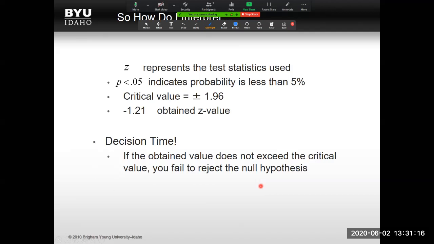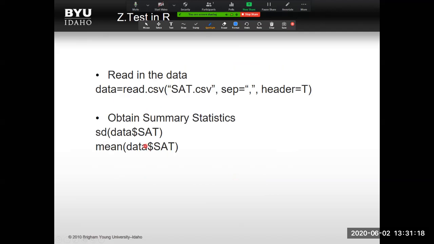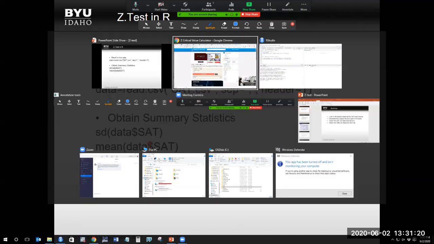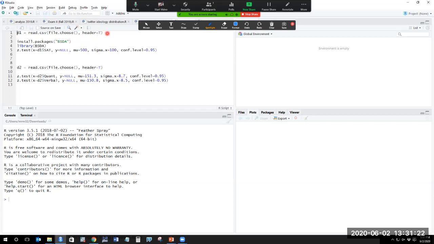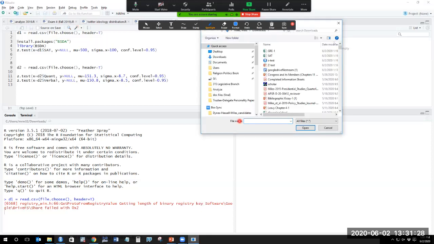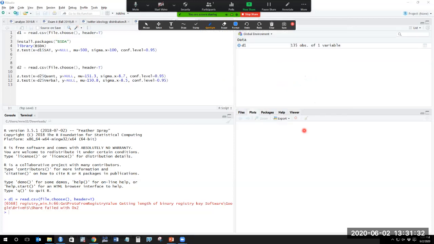So how do you do it in R? I'll show you. Let's do the SAT data set. So first I got to read in my file. And I had these in downloads. So I'm going to do the SAT. So there's my data set, 135 observations of one variable.